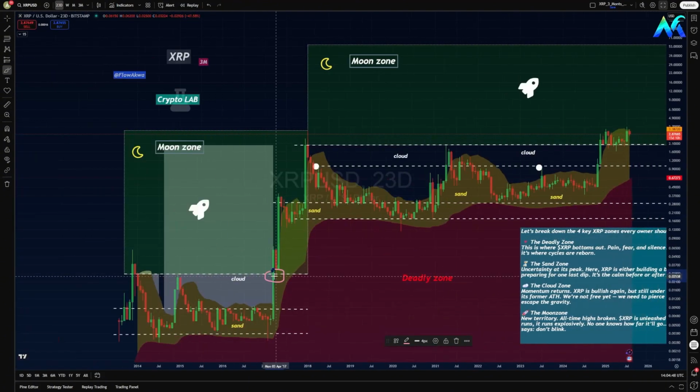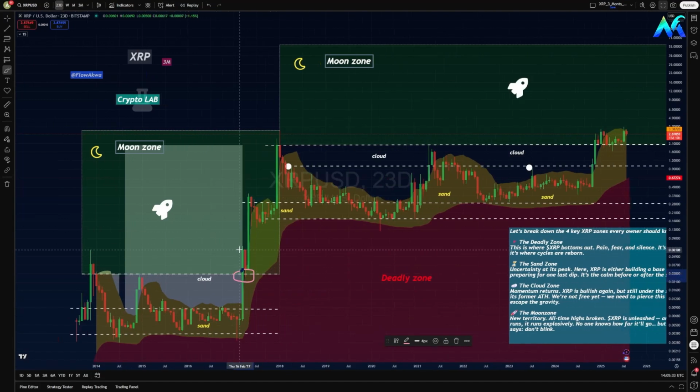It's pretty obvious. Look what we did. Here was the level to watch. And indeed, with this huge candle, this huge green candle, we pierced the cloud and we went straight into the moon zone. But after this, what did we do? Here, you can see it with the red candle. So we pierced it and we came back down to retest the cloud as a support. So this reminds you that markets have structure.